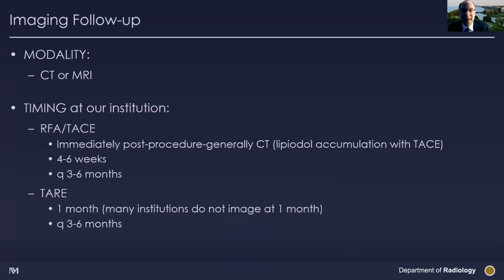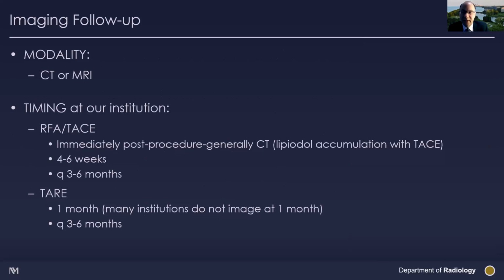What about the type of imaging follow-up? Well, similar to the type of therapy, this often is institutional dependent, with the modality being either CT or MRI. We often use MRI for HCCs, and we often use CT for metastatic disease, because we want to look at the lung and other areas in the body as well. And for the timing, at least at our institution at Northwestern, following RF ablation or chemoembolization, we image them immediately after the procedure.